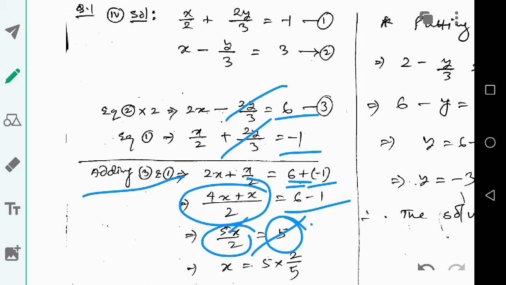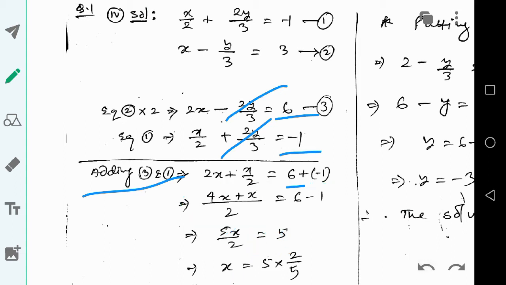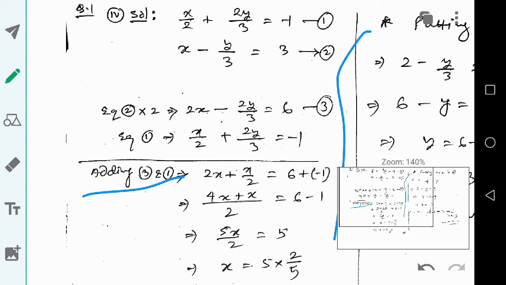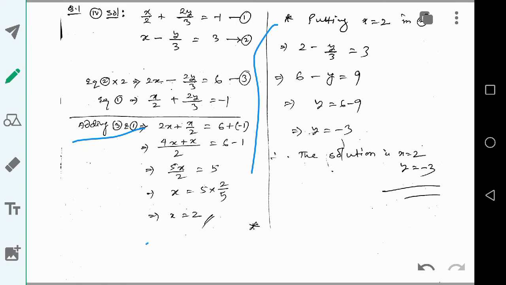So you can consider 5 cancel, here 1 only, so x by 2 is equal to 1, means x is equal to 2. Or you can do it like this, instead of cancelling the 5 in this step, you can write x is equal to 5 into 2 by 5, this is 5 by 2, on the other side it will be 2 by 5. So here you see 5 cancels, and we have got the value of x is equal to 2.